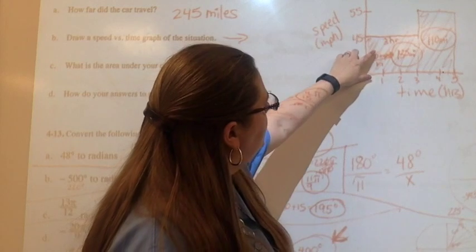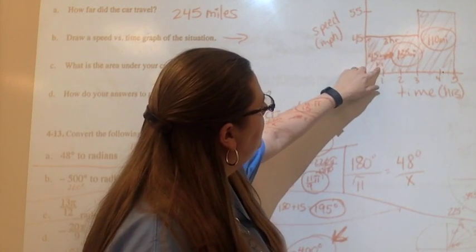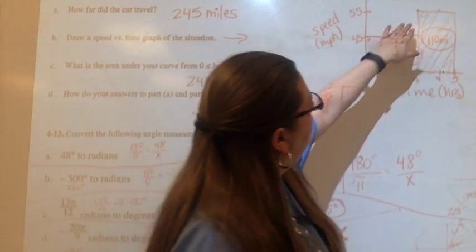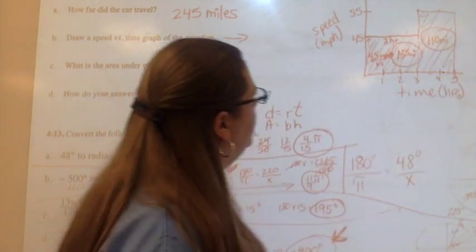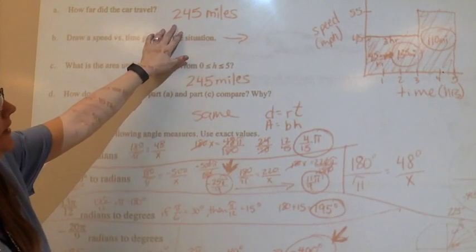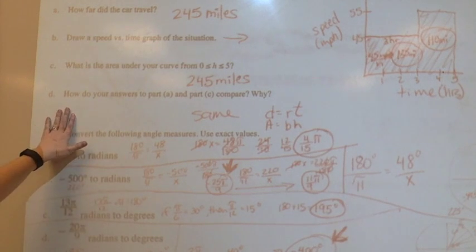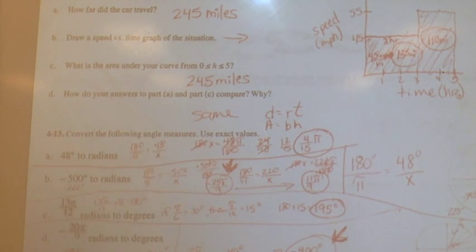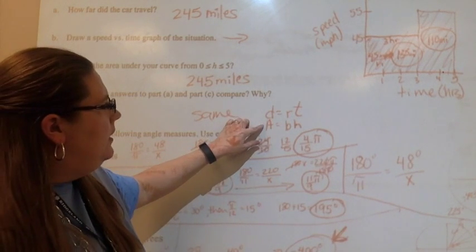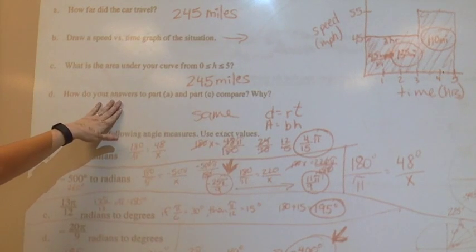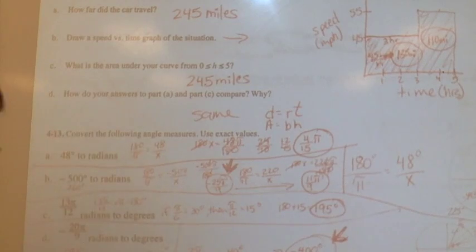So if I'm multiplying 45 miles per hour times 3 hours, then I end up with 135 miles. And if I'm going 55 miles per hour for 2 hours, I'm going 110 miles. When I add those two together, I get a total of 245 miles, which is representative of the area underneath the curve. So the answers to part A and B are the same. And you can use distance equals rate times time. And that's the same as area equals base times height. So that's why the area under the curve is the same as how far the car traveled.